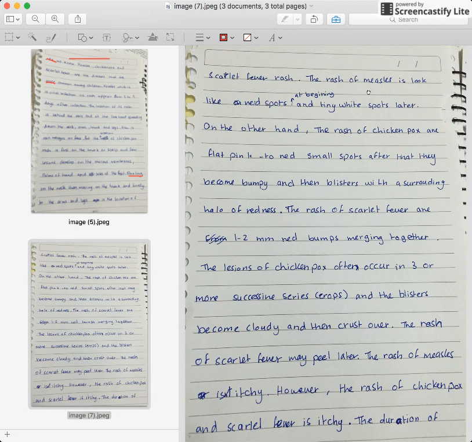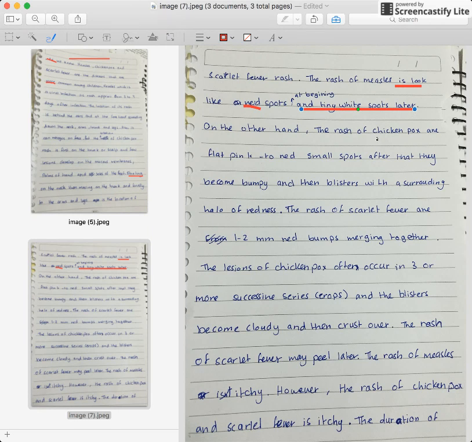"Scarlet fever, the rash of measles looks like, okay, looks like, something spots," I can't make out that word, "at the beginning of the tiny white spots later." Okay, I don't understand what you're trying to say here exactly.